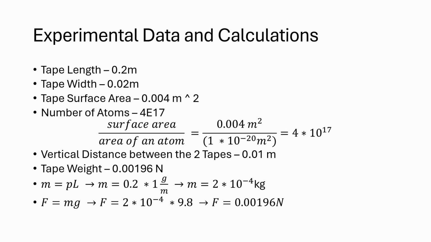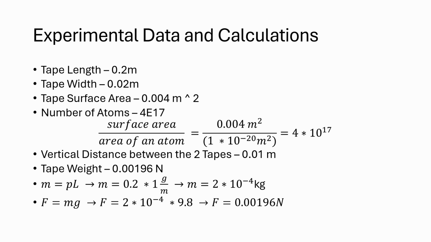Experimental data and calculations: the tape length is 0.2 meters, tape width is 0.02 meters, tape surface area is 0.004 meters squared. Number of atoms we calculated by getting surface area divided by the area of an atom, which we multiplied the length twice to get 4 times 10 to the 17 atoms. The vertical distance between the two tapes is 0.01 meters.